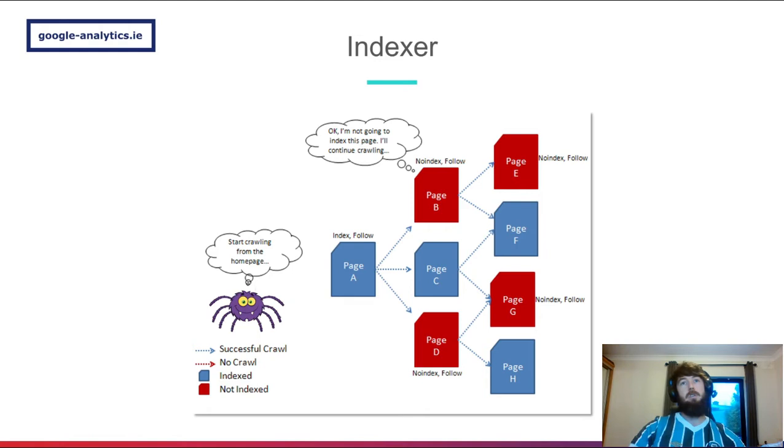So this is a search engine crawler following instructions from noindex tags. If you see here, the crawler starts crawling on the home page, for example, page A here. This is marked as index, follow, so that allows the crawler to both index that page in the database and also to follow the links on that page to other pages. This page here, on the other hand, is marked with a noindex, follow meta tag. So what this tells the crawler to do is not to index this in its database, but to carry on and follow the other links on the page.